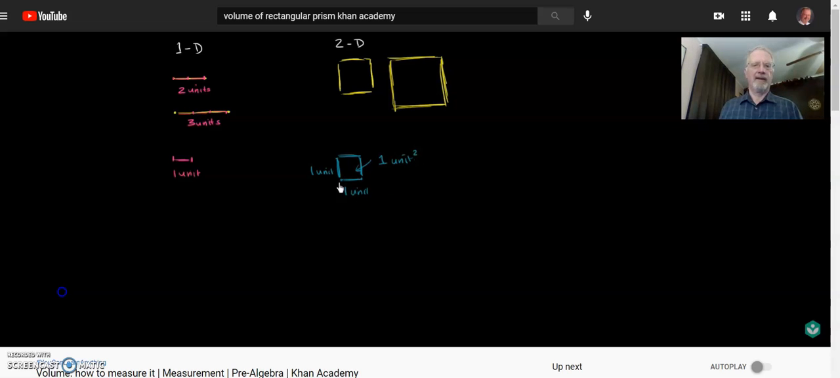And instead of writing unit, this could have been a centimeter. So this would be 1 square centimeter. But now we can use this to measure these areas. And just as we said how many of this unit length could fit on these lines, we can say how many of these unit squares can fit in here.